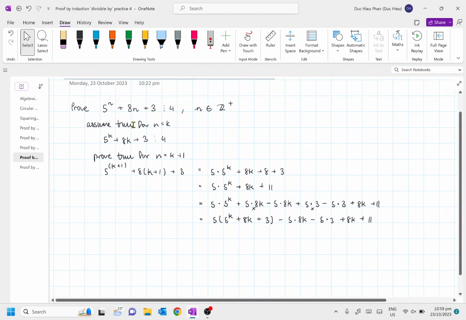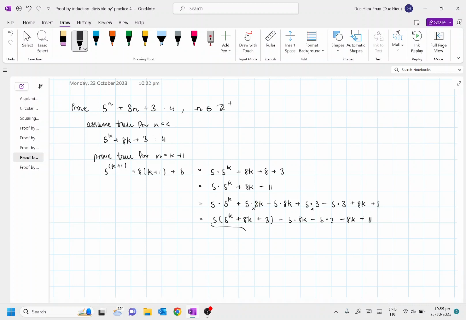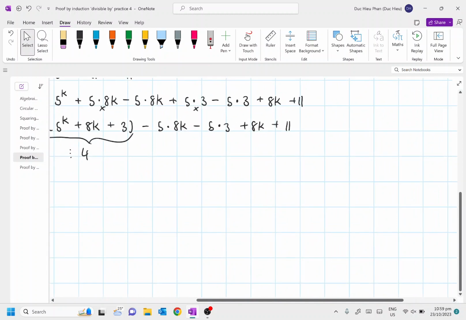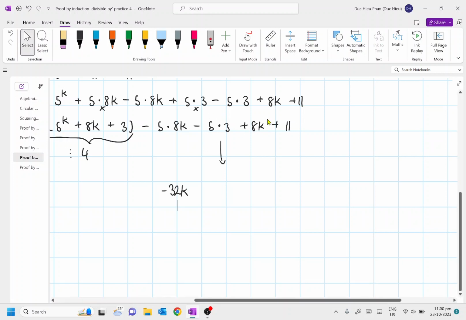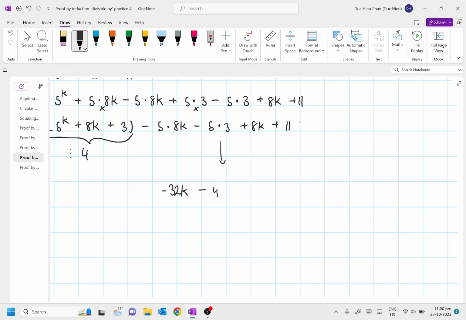But since we assume that 5 to the power of k plus 8k plus 3 is divisible by 4, that means that this whole chunk right here is divisible by 4, and we can neglect it. Moving on to here, we can simplify this. So that's negative 40k plus 8k, that's negative 32k. Then we have negative 15 plus 11. Again, that's negative 4.